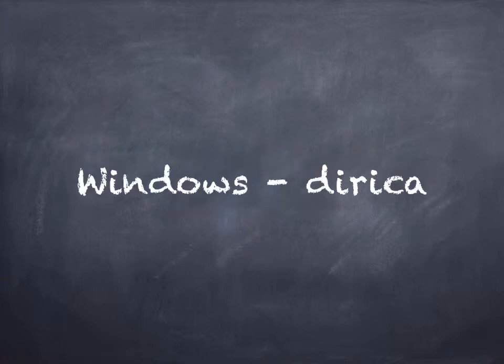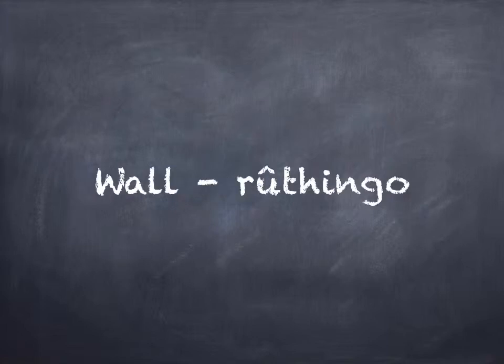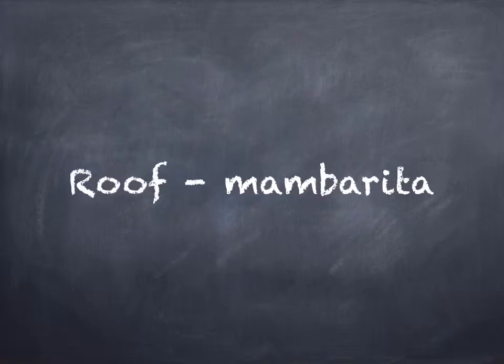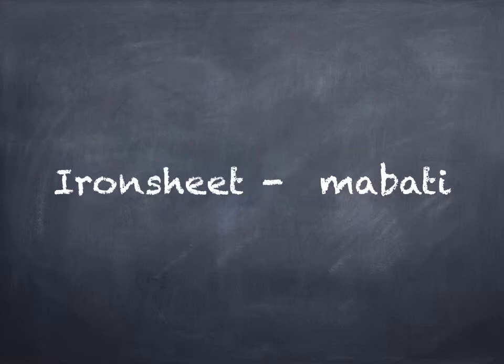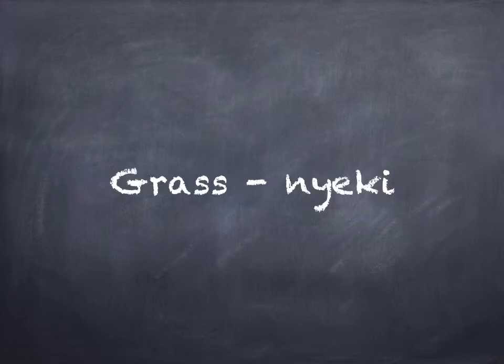Mũromo. Then we have the windows known as dirisha. Dirisha. The wall known as rũthingo. Rũthingo. And the roof, which is known as mbarita. Mbarita. And then we look at different materials that are used to make this roof. Starting with iron sheet, which we call mabati. Mabati.